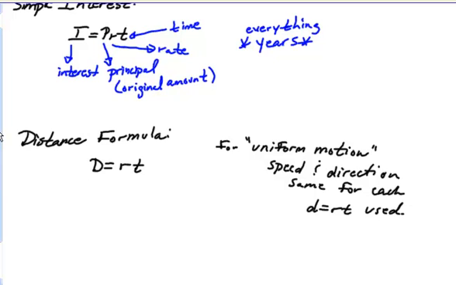I mean, you can calculate multiple distances, like this is distance 1, this is distance 2, whatever. But the idea is that for each one you're using, the speed stayed the same and the direction stayed the same. Nothing crazy happening. Your D, again, stands for distance. Your R is your rate or your speed. And T is your time.